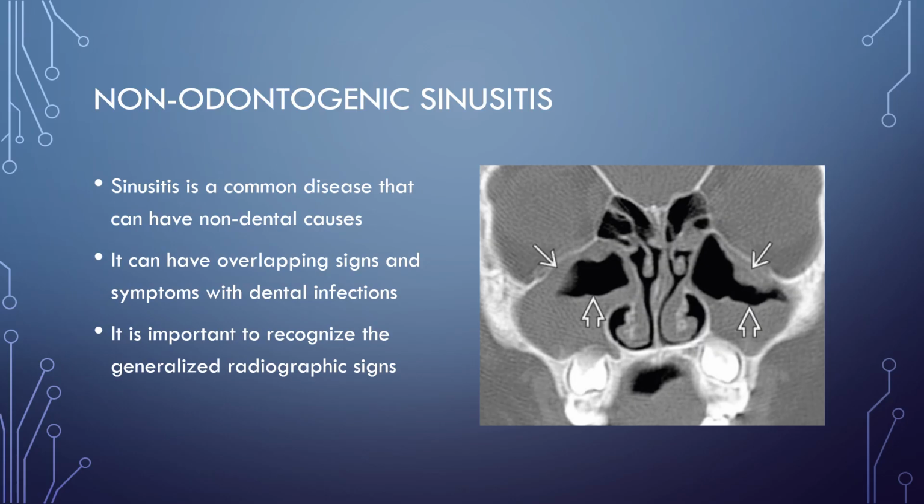When reviewing the CBCT, you must differentiate the patterns. Unlike the localized, dome-shaped mucosal thickening seen with dental infections, non-odontogenic sinusitis typically presents as a more generalized thickening of the entire sinus membrane. You may also notice fluid levels or blockage of the main drainage pathways. Recognizing these broader radiographic signs helps prevent patients from being treated unsuccessfully for dental issues when they actually require medical management.